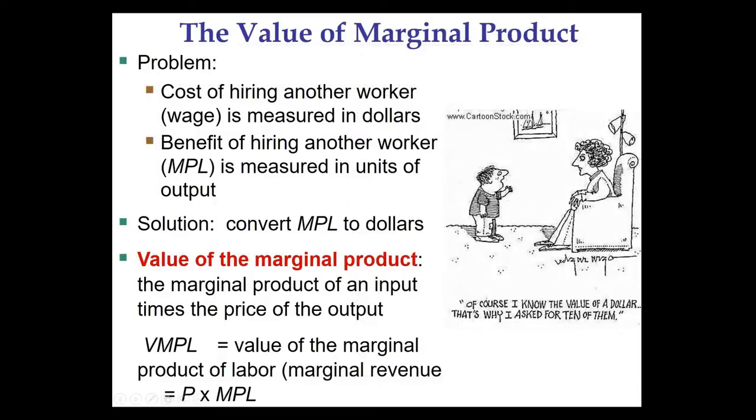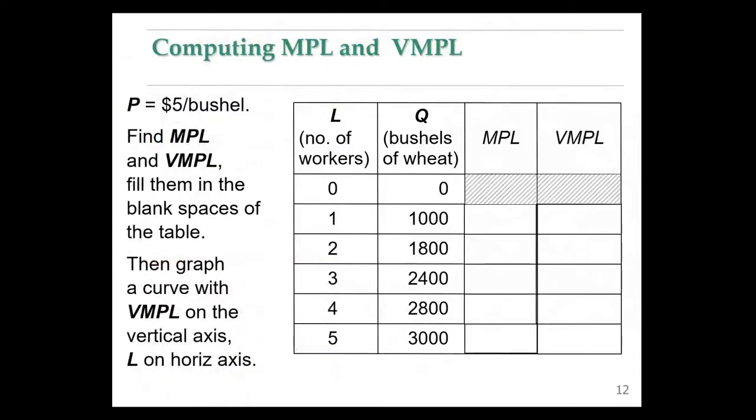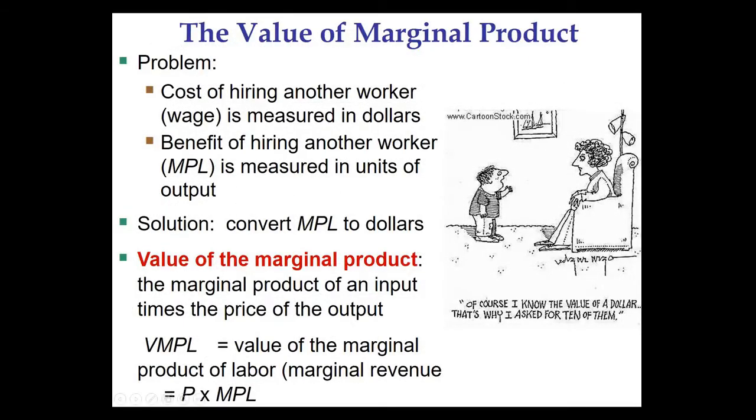Now, the cost of hiring another worker is the wage. And the benefit of hiring another worker is measured in units of output. So I need to convert marginal product of labor into dollars. So to do that, I'm going to multiply it by the price of whatever I'm selling. So it's the productivity times the price, and this gives us the value of the marginal product, usually of labor, but it could be capital too. So the value of marginal product of labor is the additional value that they produce times the price that we're going to sell it for. Okay, in the next clip, I'll do a couple examples of that.